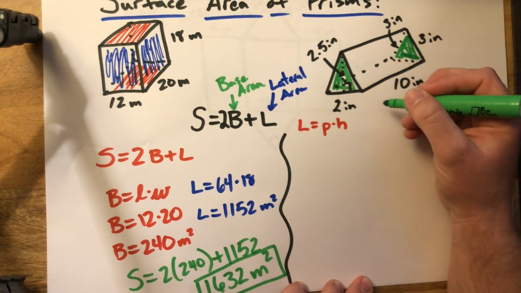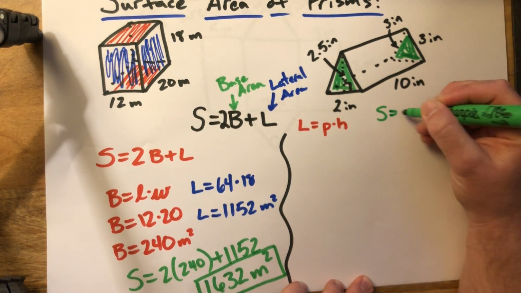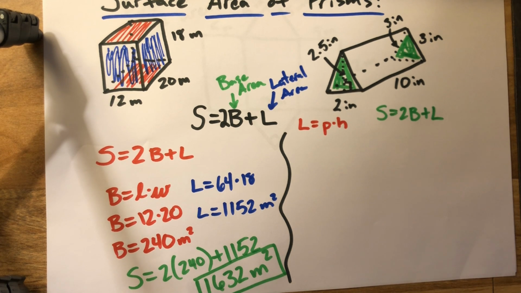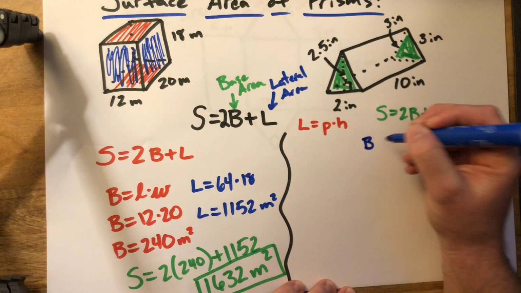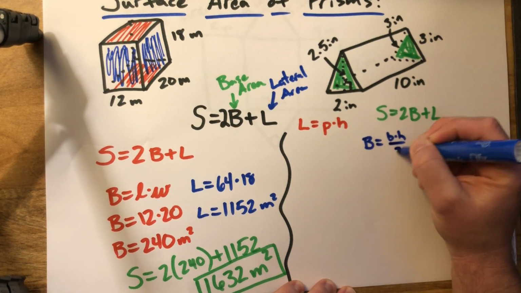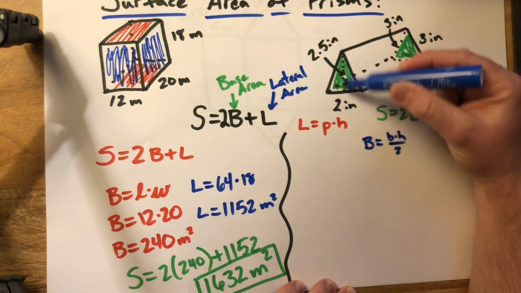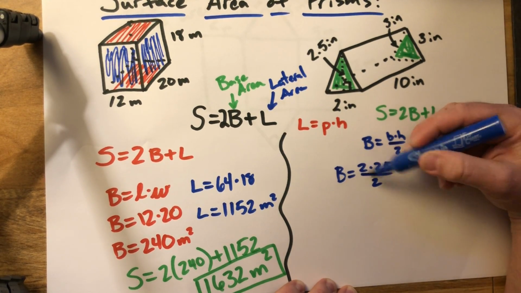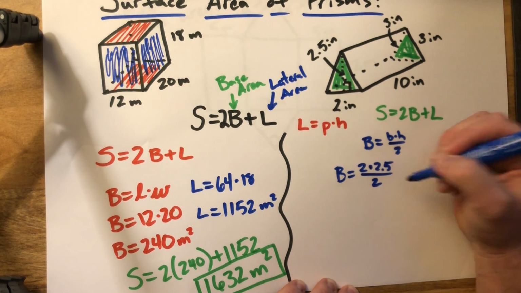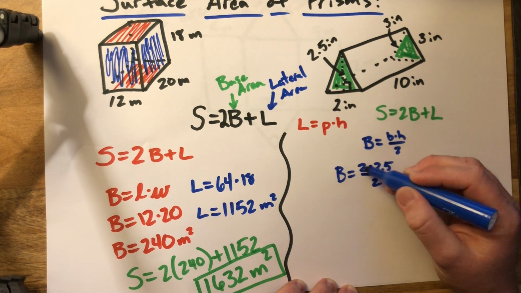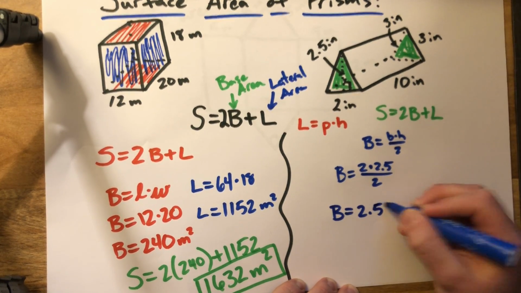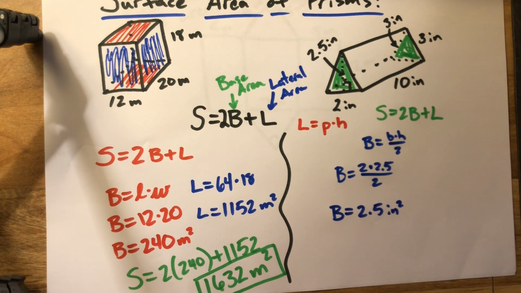So let's map this out here. Surface area is still 2 times the base area plus the lateral area. Let's find base area first. Base area in this case is going to be base times height of the triangle divided by 2. So 2 times 2.5, then divided by 2. Those 2's would cancel out in division, giving us 1, and then times 2.5 would be just 2.5. Or you could say 2.5 times 2 is 5, and then divided by 2 is back to 2.5. So base area equals 2.5 inches squared.